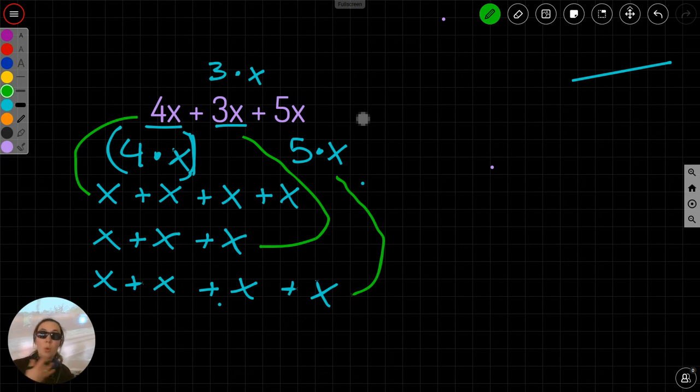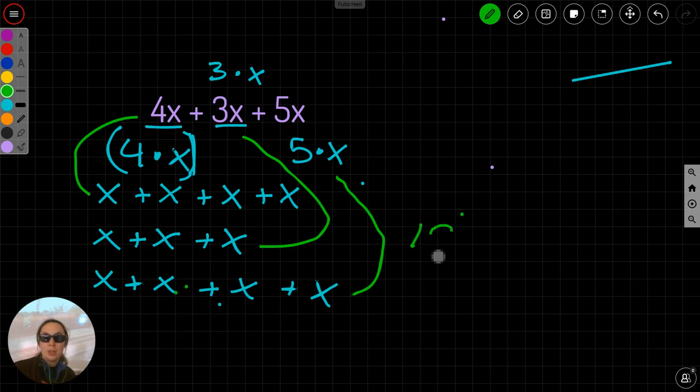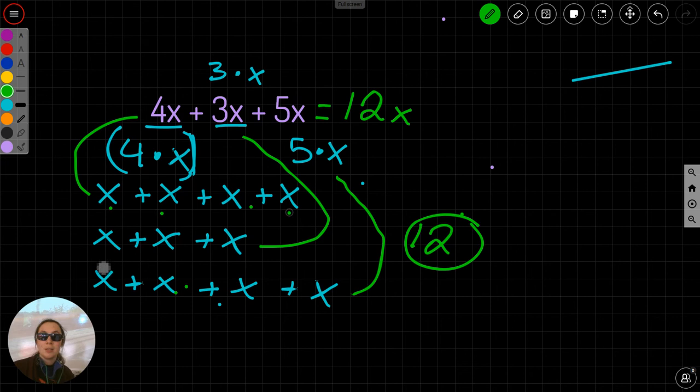So what I can do here is just count up my total x's, which is going to be 4 plus 3 plus 5, which is going to be 12. So I have 12 total x's, which means I can rewrite this expression into an equivalent expression, meaning an expression that is exactly the same as this one. I can rewrite this as 12x because I have 12 x's total.